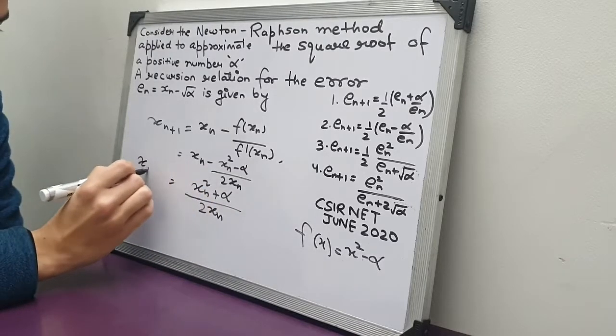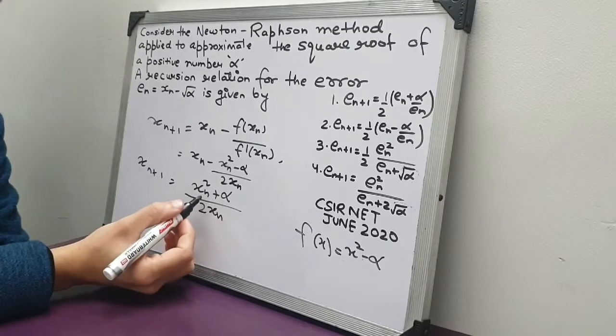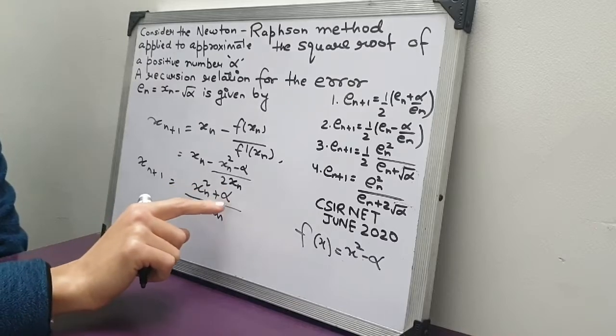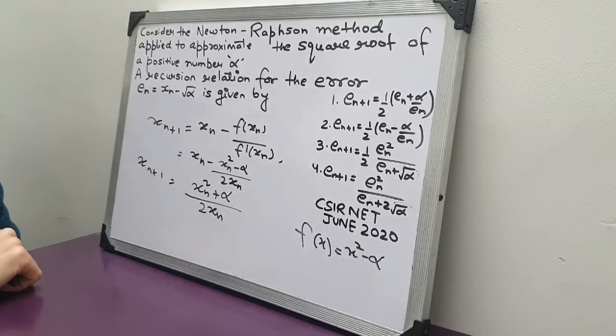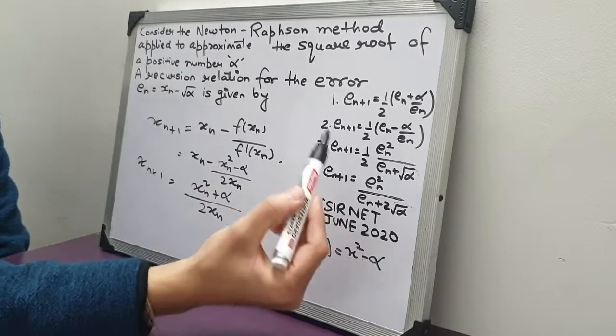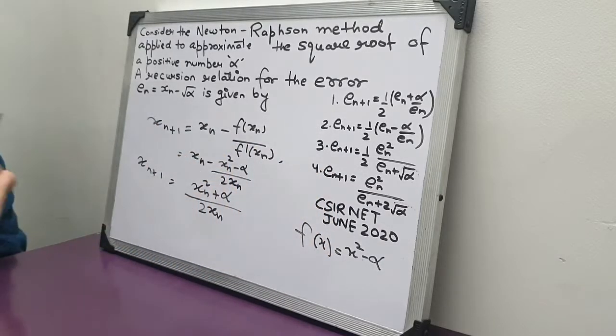This is the expression for the n plus 1th iteration in terms of the approximation xn as well as this quantity alpha. Okay, fine. Now what we want to basically find is the value of this expression en plus 1. What we have now is xn plus 1.